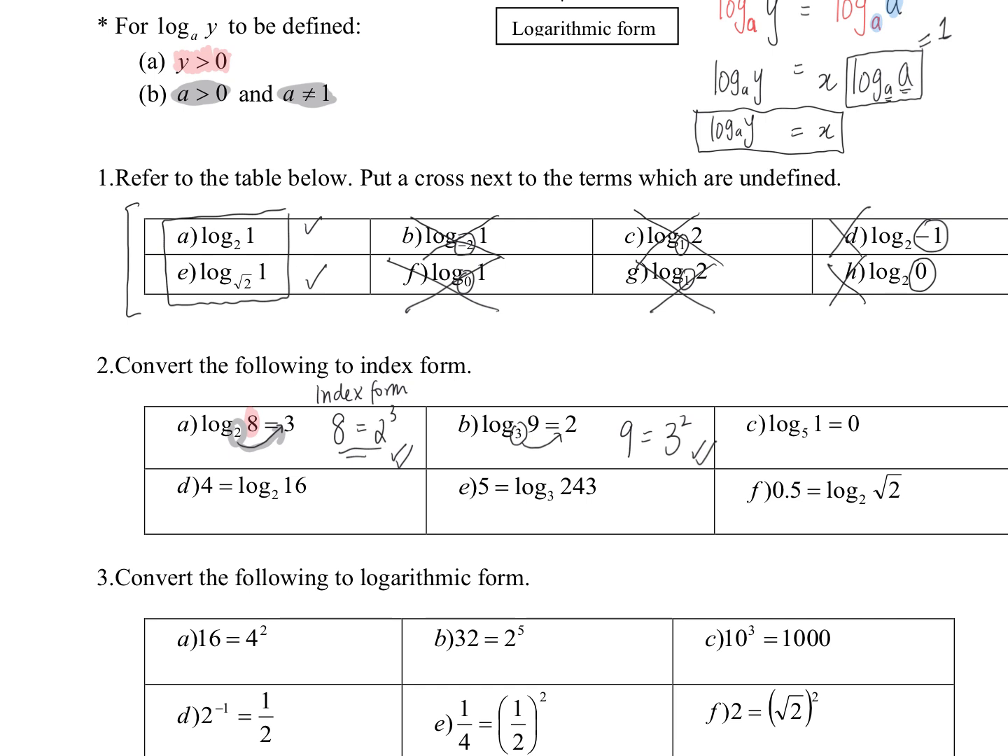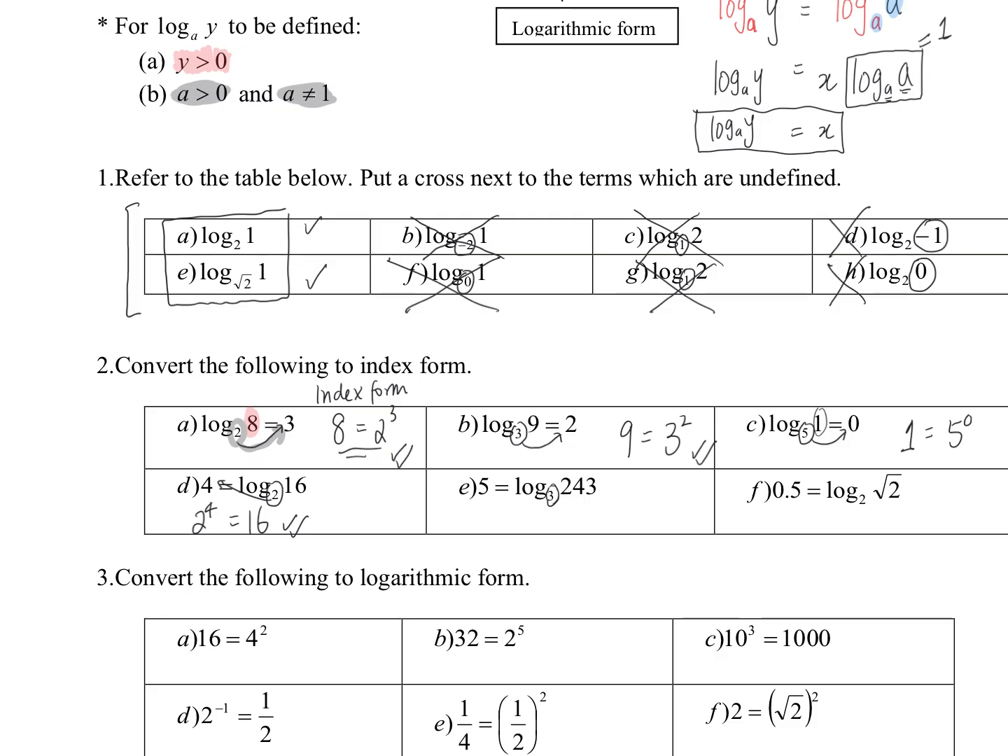Yes. Okay, so same thing here. 5, you push this up. It's equal to the 1 you see here. Okay, 2, you push this up. 2 to the power of 4 is 16. So this is the index form, a very quick one.